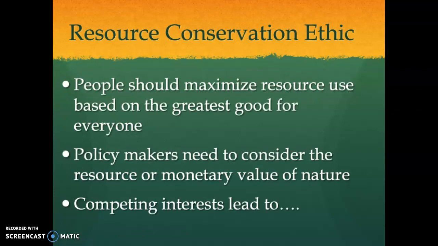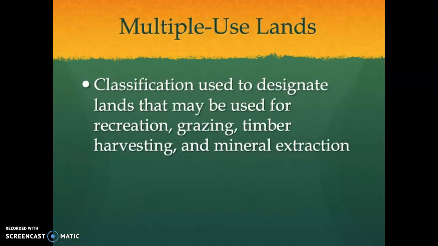When we think about conservation, we know that people should maximize their resource use based on the greatest good for everyone. And consider that there is a monetary value to things that you maybe can't put a price tag on because nobody actually owns it. You can't sell it. But that it's important to think about how beautiful something is and how important it is to nature. So we can classify lands in these different ways.